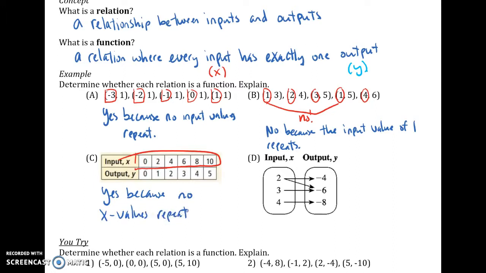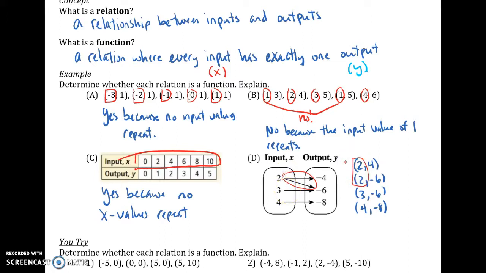Okay, finally, how do you read this mapping diagram? Well, imagine this as a list of ordered pairs. So we can rewrite this as, well, 2 goes to 4, 2 also goes to -6, 3 goes to -6, and 4 goes to -8. So if it helps you organize your thoughts better, you can rewrite that as ordered pairs, or you can simply look and see that this 2 is being greedy and going to 2 different y values. And we can see that right here.